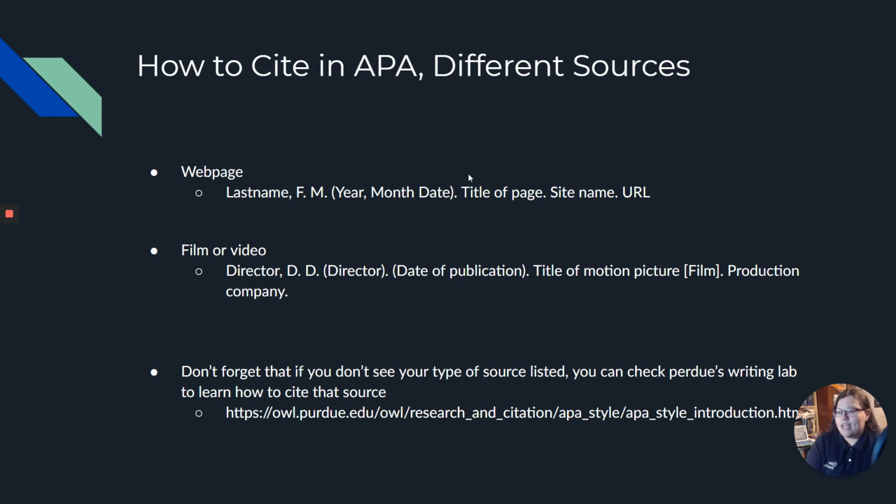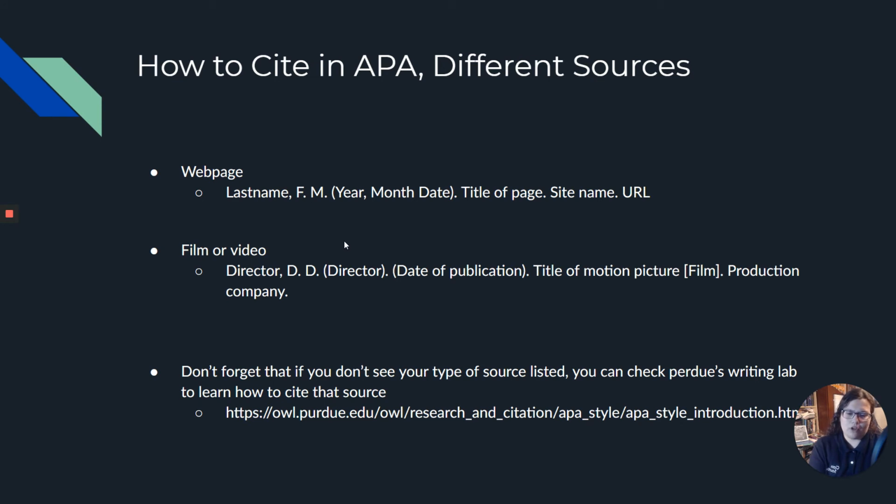For a web page, you'll want to include last name, first name, and middle initial if that's present, the year, month, and date that you accessed this website, the title of the page, the site name, and the URL to that website.